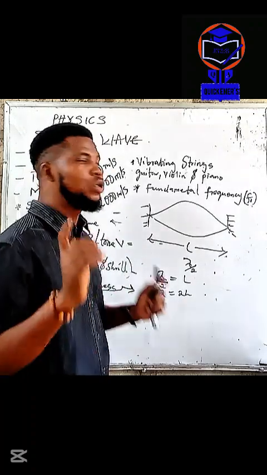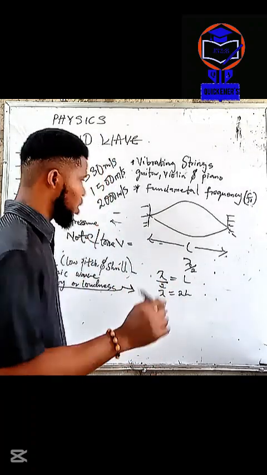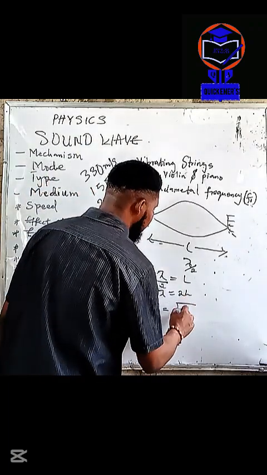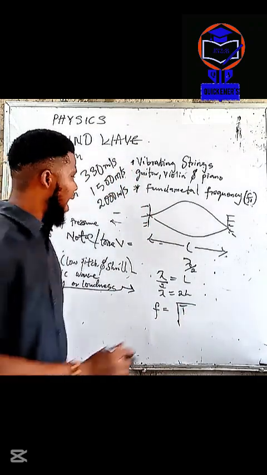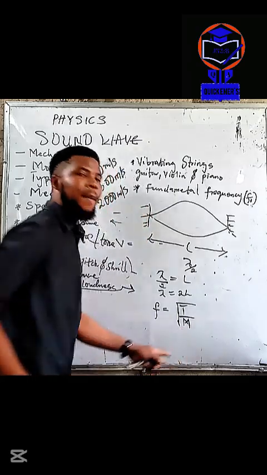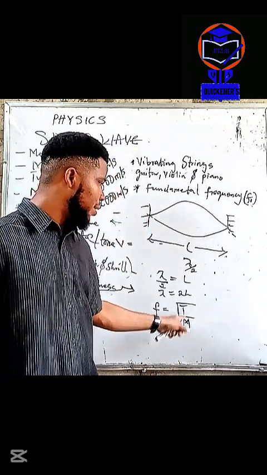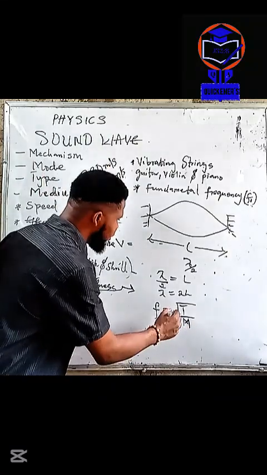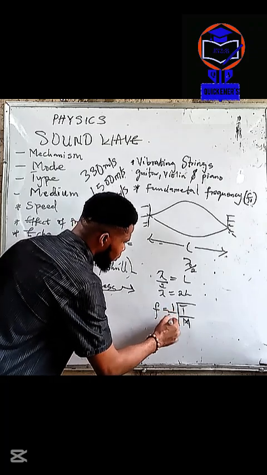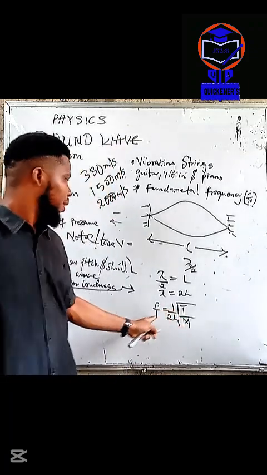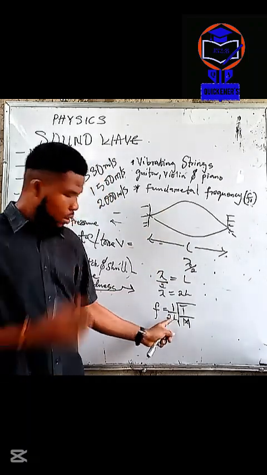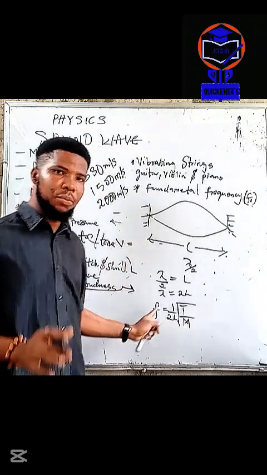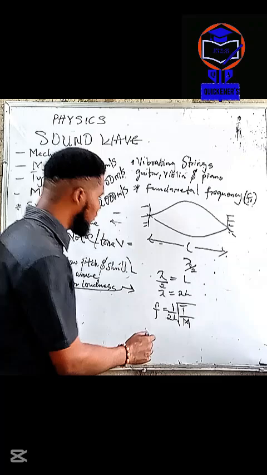For you to understand that formula, you must know that when it comes to string instruments, the frequency of sound is directly proportional to the square root of the tension and inversely proportional to the what? The mass per unit length. Now this is the constant here, 2L. That's the constant. This constant is what we are trying to determine. So this is how we calculate the frequency, and remember, this is the fundamental frequency.